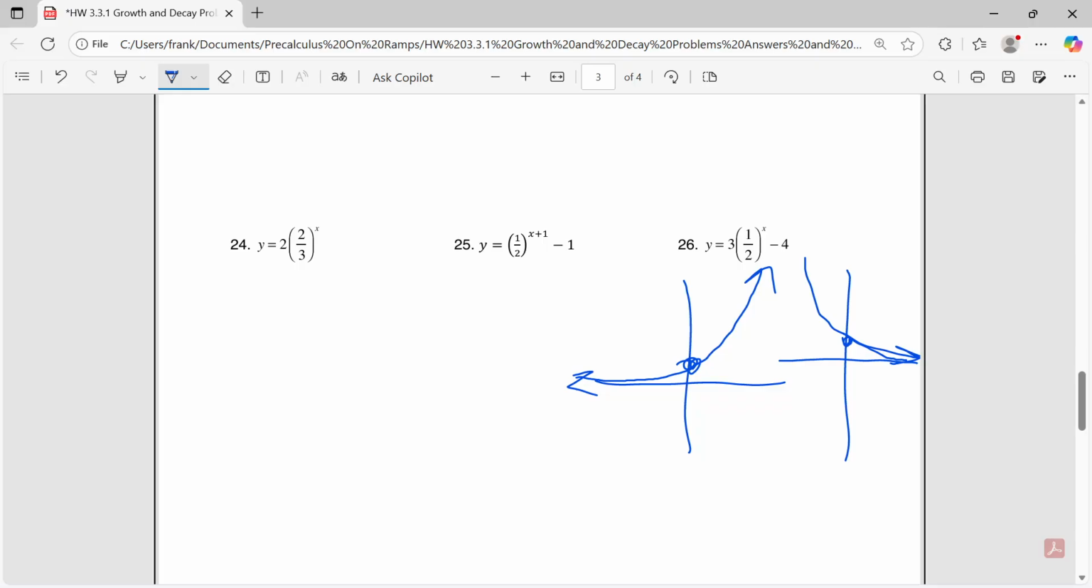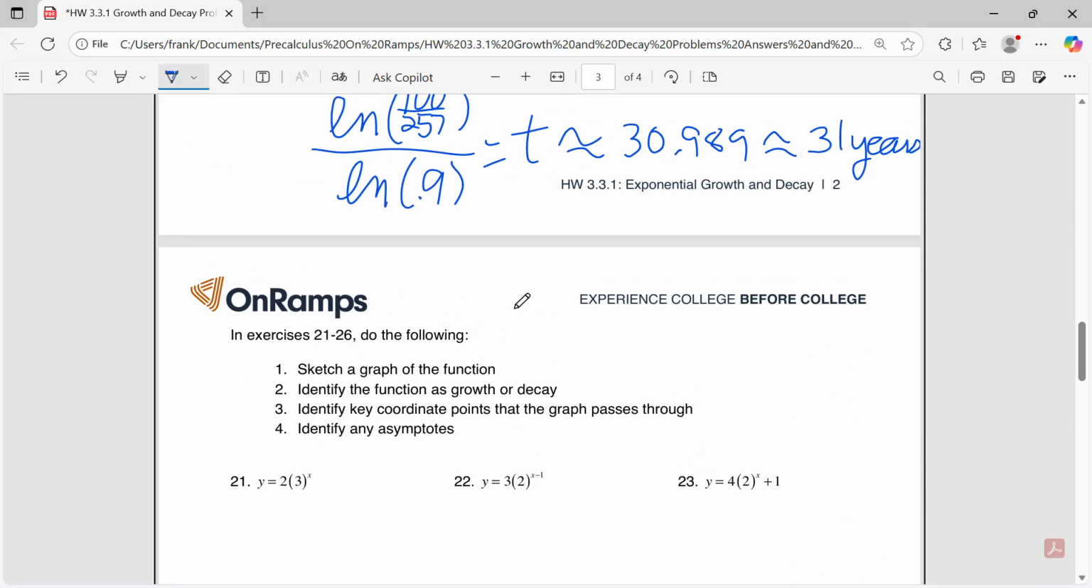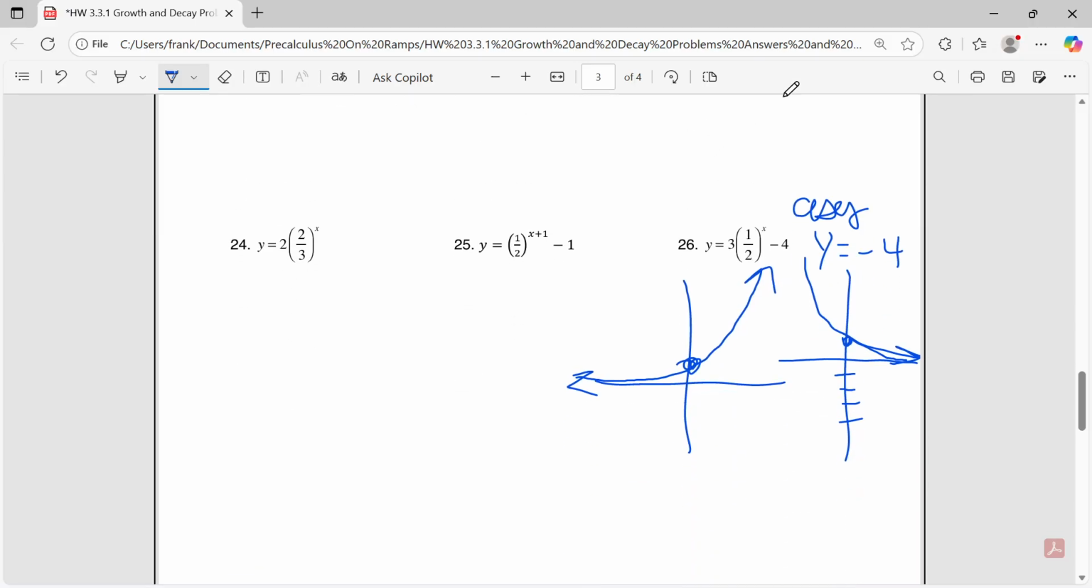So this one is multiplied by 3 and subtract 4. So the asymptote is going to go down 1, 2, 3, 4. So instead of y is 0, the asymptote is going to be y equals -4. And what does this say? It says identify key coordinate points, identify asymptotes. I've done that. I'll sketch the graph in a second. I can find, when x is 0, what is y going to be? 3 times 1/2 to the 0 minus 4 equals, 3 times anything to the 0 power is 1. 3 times 1 is 3 minus 4 is -1. So when x is 0, it's going to be -1.